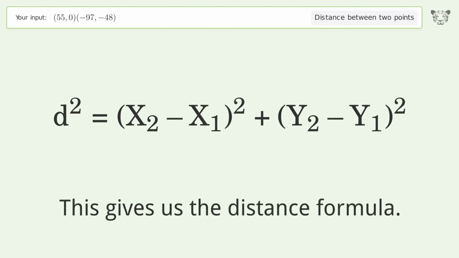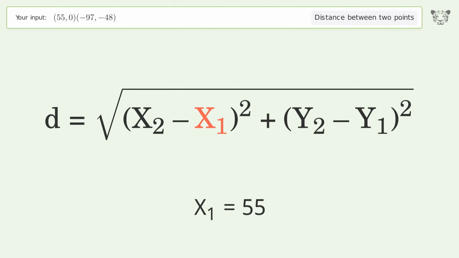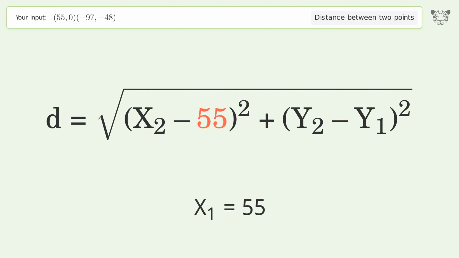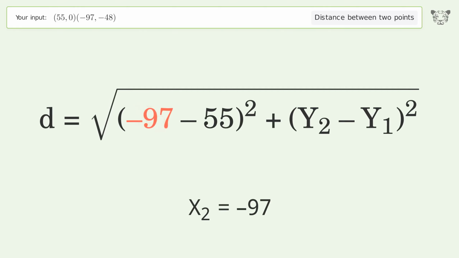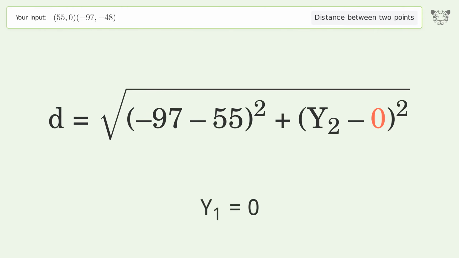x1 equals 55. x2 equals negative 97. y1 equals 0. y2 equals negative 48.